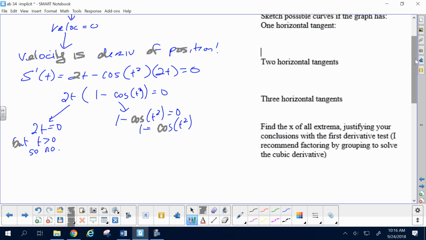So cosine is 1 at 0 and 2 pi and 4 pi and so on, right? Now that means t squared used to be that, so t is the square root of each of those. That's out because it's a mean. So your solutions are any even multiple of pi, square root.